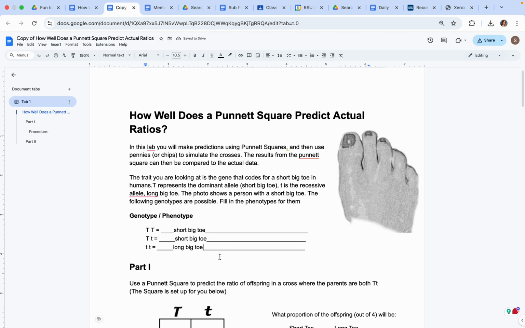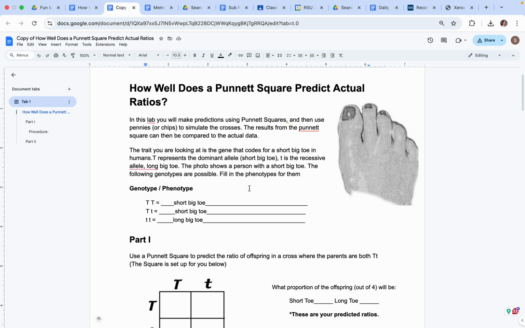All right. In this lab, we will make predictions using Punnett squares, and then we're going to use pennies to simulate the crosses. We'll compare our Punnett square results with our actual results. Just like I've talked about before, just because something might be unlikely, like two brown-eyed people having a blue-eyed child, it's not impossible, and maybe they even have two children with blue eyes. That doesn't disprove anything; sometimes the prediction doesn't match exact results.